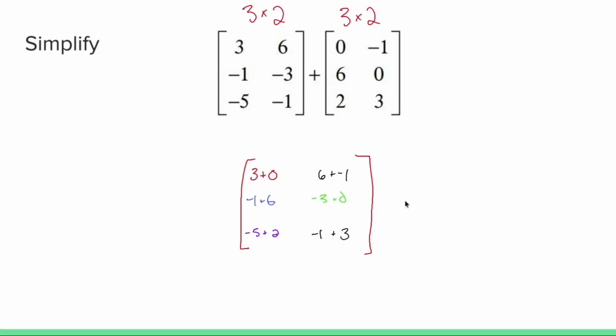And so basically when you do all that and simplify every part, you're going to get a 3 by 2. 3 plus 0 is 3. 6 plus -1 is 5. -1 plus 6 is 5. -3 plus 0 is -3. -5 plus 2 is -3. And -1 plus 3 is 2.